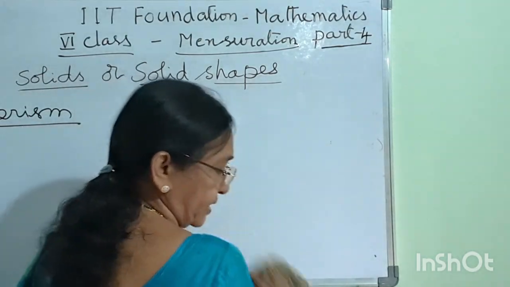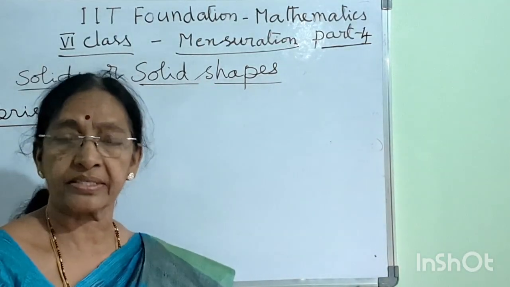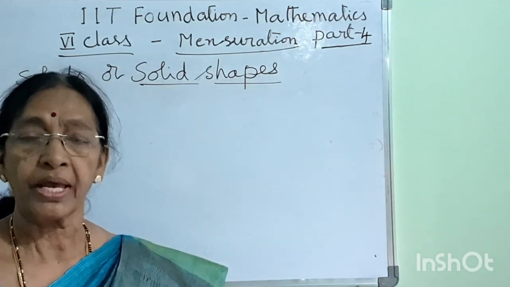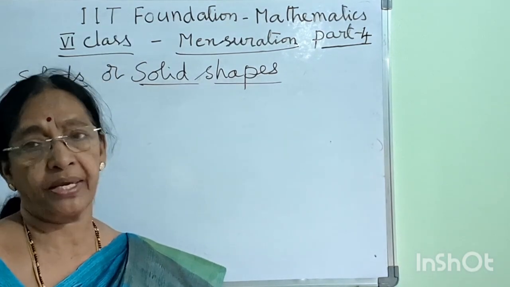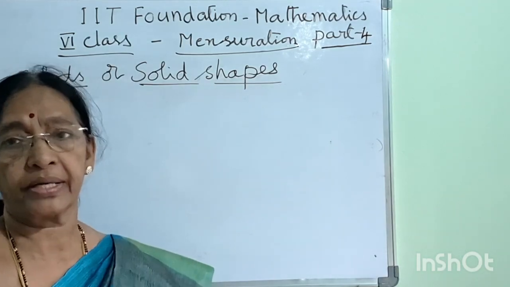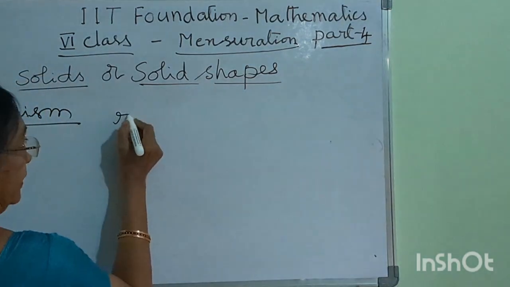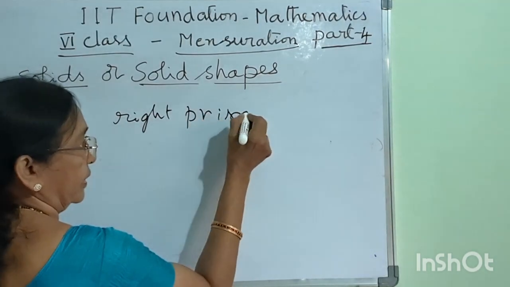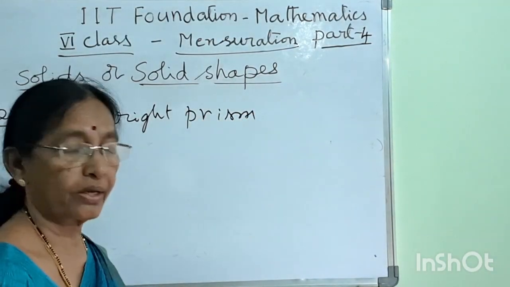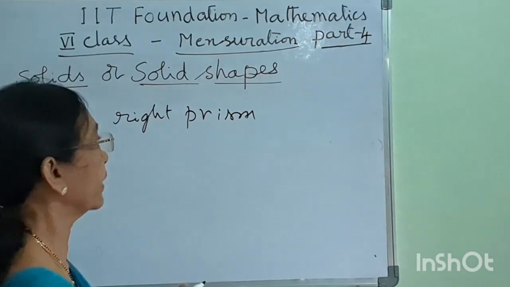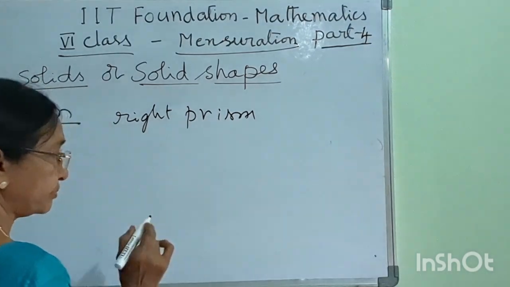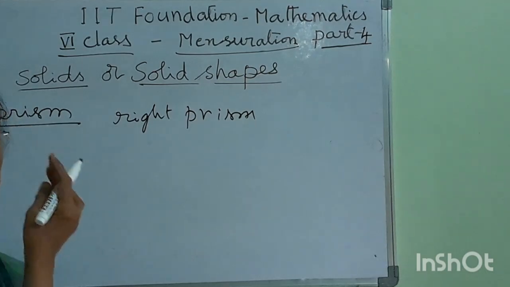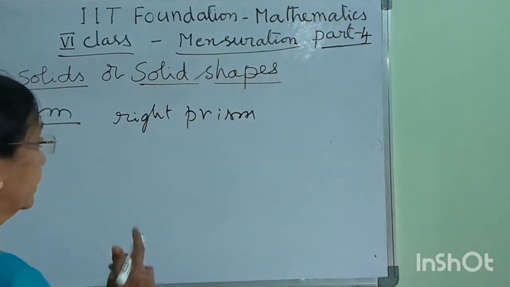If the axis, that is the line joining the midpoints of the top and the bottom, is perpendicular to the base or top, that is called a right prism. If the axis is perpendicular to the bottom, the prism is called a right prism. Then the prisms are named after the shape of their bottom.